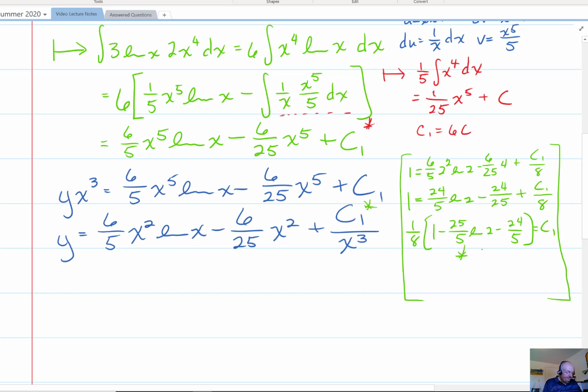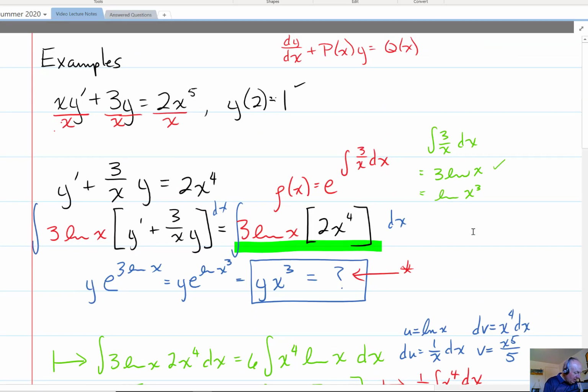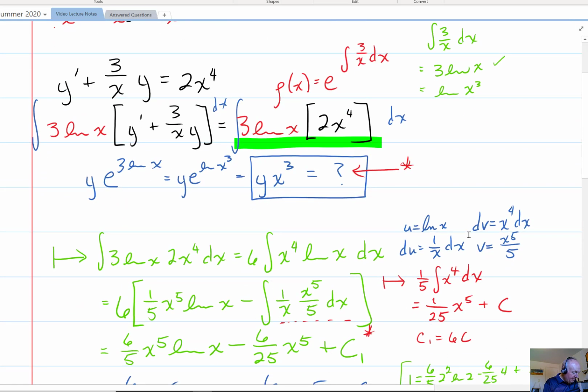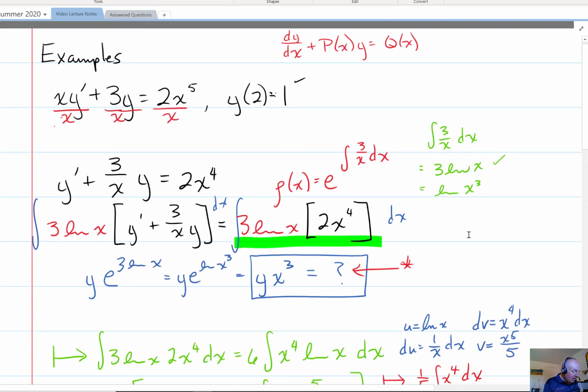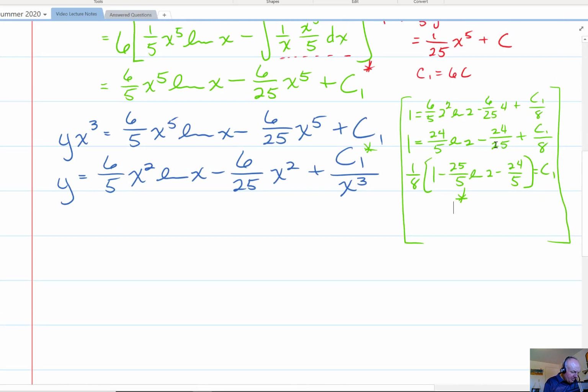But there it is. So you see, there's another example of solving using an integrating factor. And it's powerful. It gives us the ability to solve a whole new family of differential equations, and gives us a powerful tool.